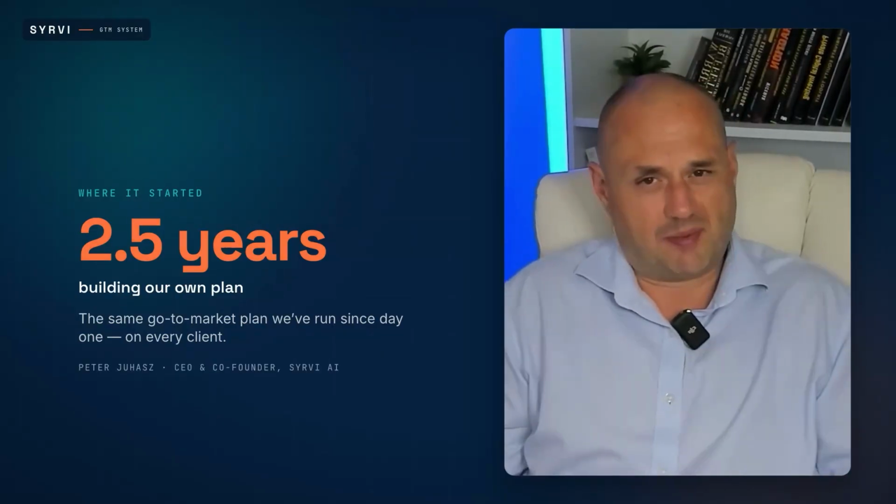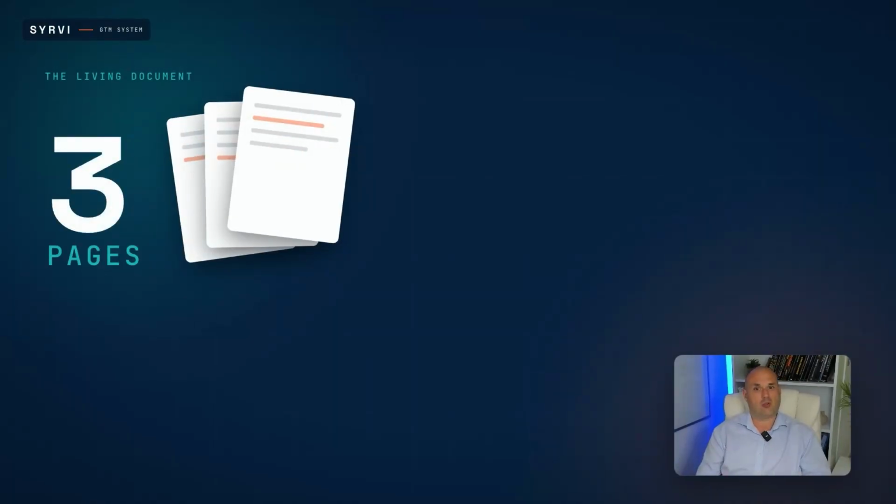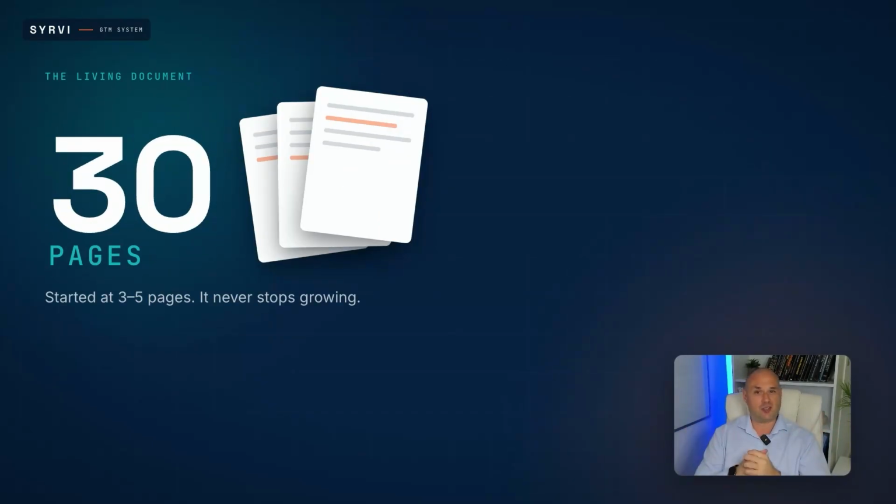which we developed 2.5 years ago, and since we started the business we're always doing our own lead generation and go-to-market plans based on this plan. During the last 2.5 years the document became almost 30 pages. It started with 3, 4, 5 pages, and obviously it's a never-ending developing document, but it's really important.